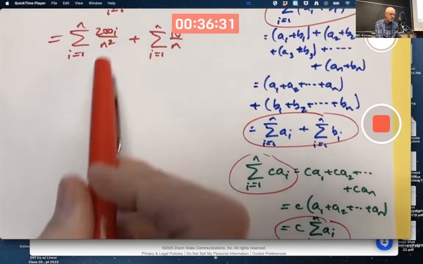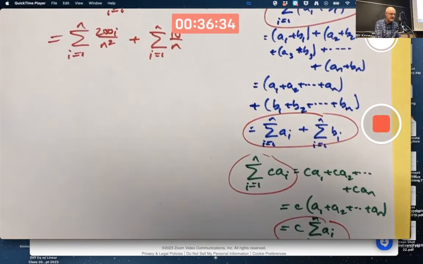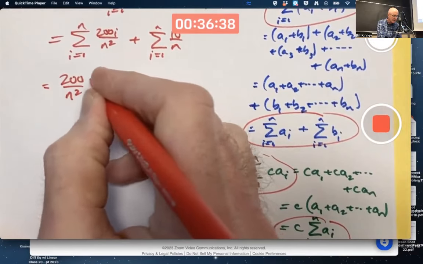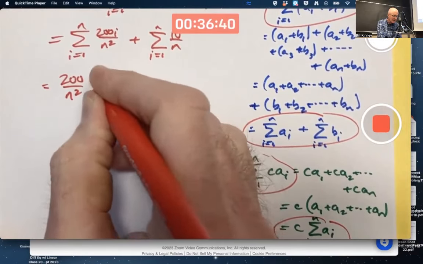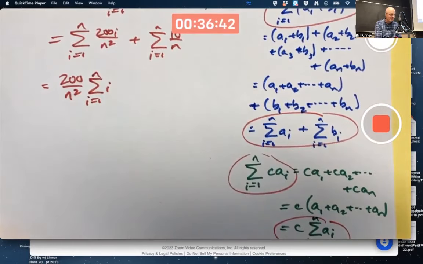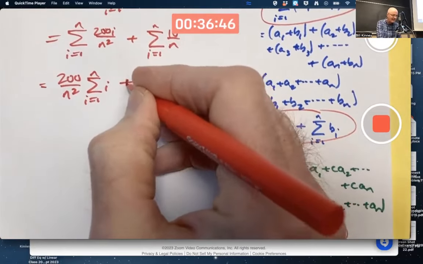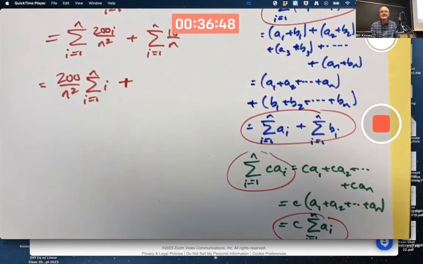Back up here, treat the 200 over n squared like it's the c. Bring it in front of the summation, like this. Don't worry about the fact that you don't know what n is. With respect to the summation, it's still a constant.